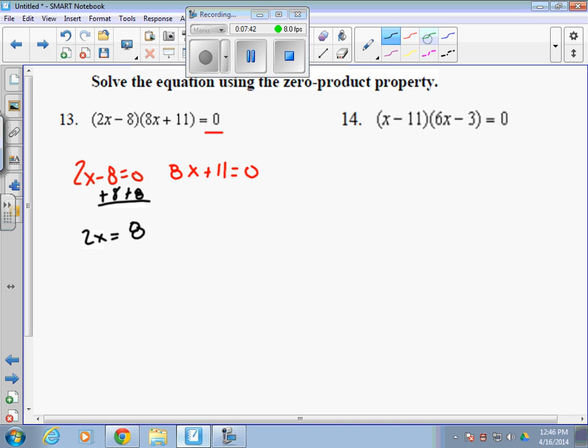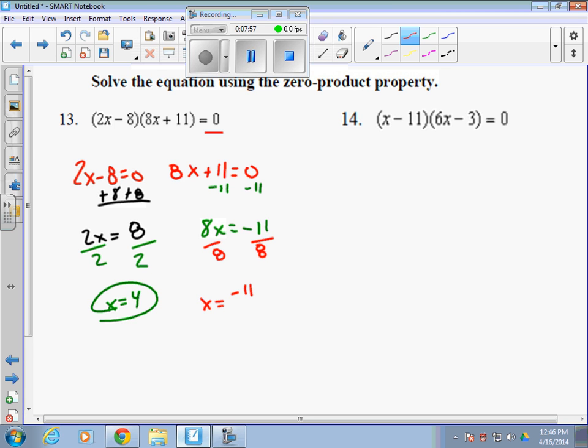Then divide by 2 to cancel out multiply. And x equals 4 is one of your answers. The other one, you subtract 11. So you have 8x equals negative 11. You divide by 8, and you have x equals negative 11 over 8.